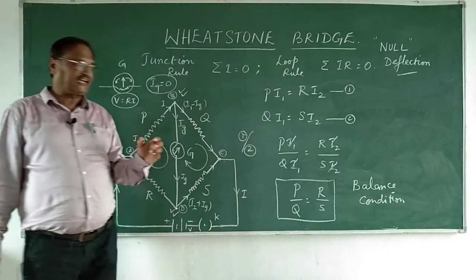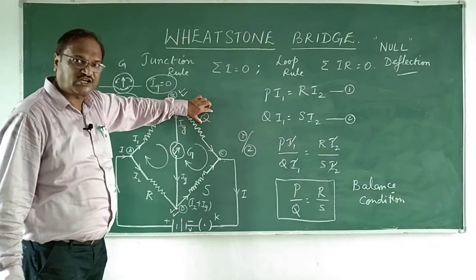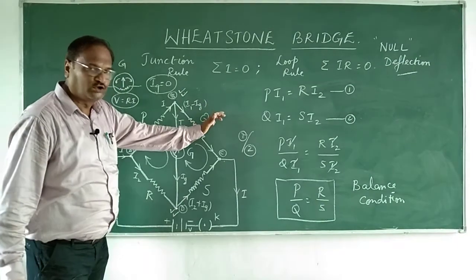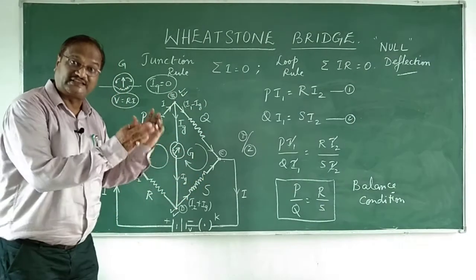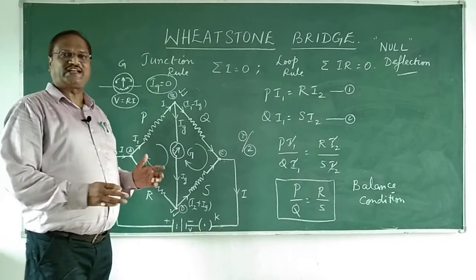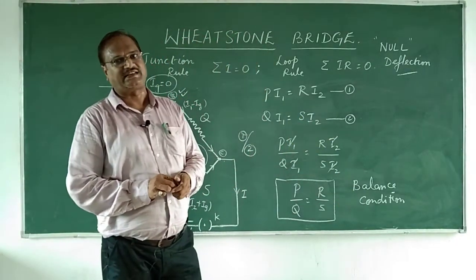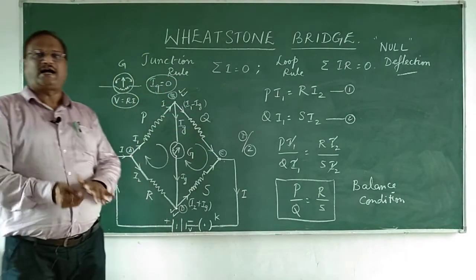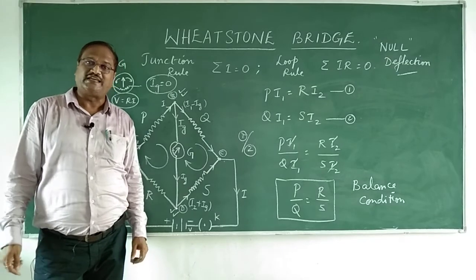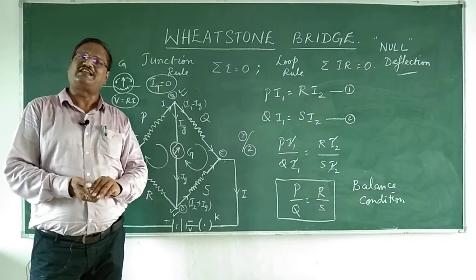Okay. So this is the most important result which we get from this whole derivation. You have to remember very carefully, P is a resistor, Q is a resistor. The ratio P upon Q should be equal to R upon S. If that is the case, then you will say that the balance condition is obtained. Okay. So this is the basic thing about Wheatstone bridge. Application of Wheatstone bridge is meter bridge and potentiometer, which we will see in the next video.